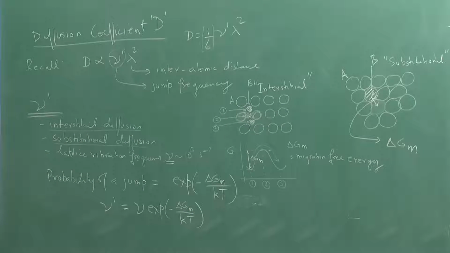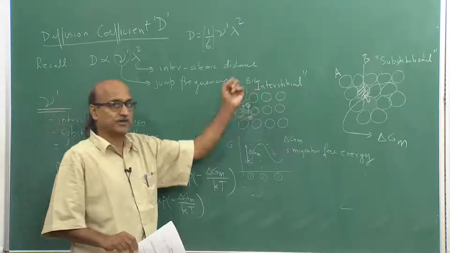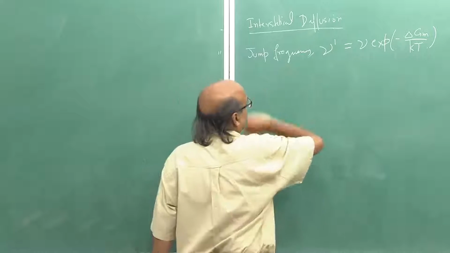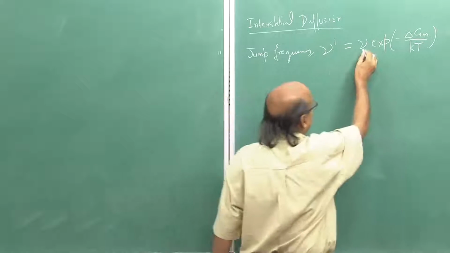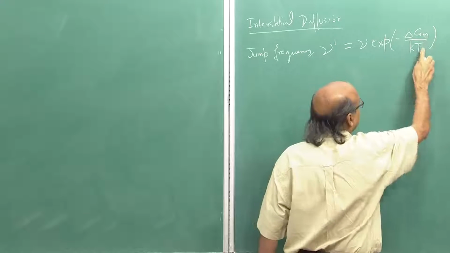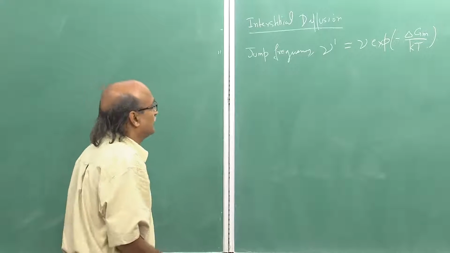kT. Now, this is the situation for the case of interstitial diffusion. So, we have seen that in the case of interstitial diffusion, jump frequency nu prime is given by nu, the lattice vibration frequency, multiplied by exponential minus delta Gm upon kT, where delta Gm is the migration free energy for the jump.